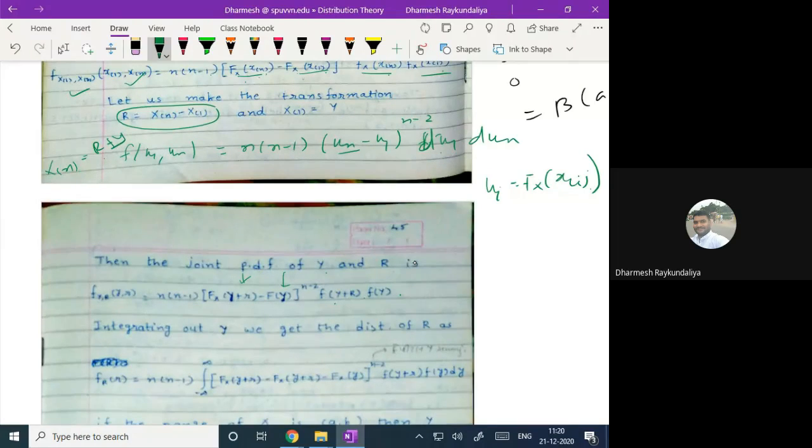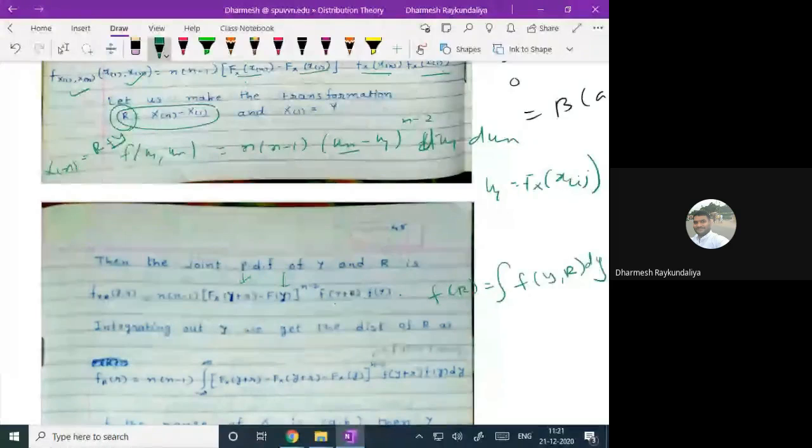Now I am interested to find out the distribution of range. I have here y and r, two variables. The joint density is given, so I am interested to find out the marginal density of r. If I am interested in this only, I can integrate with respect to y. If I integrate this with respect to y, we get the distribution of range.